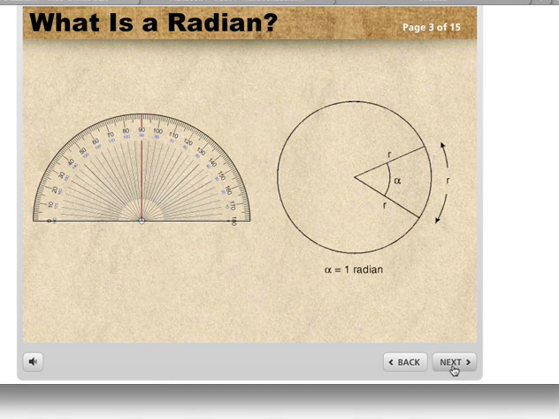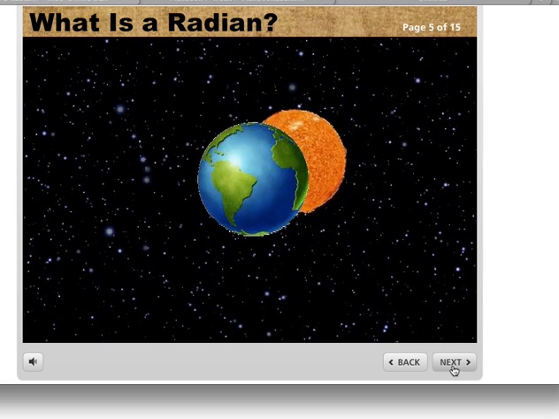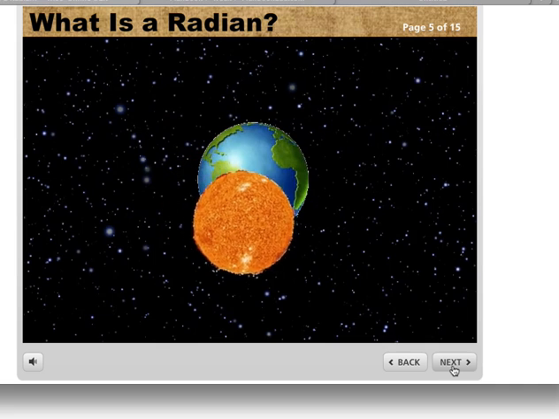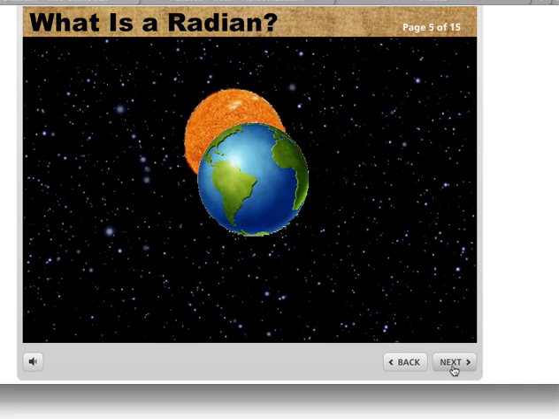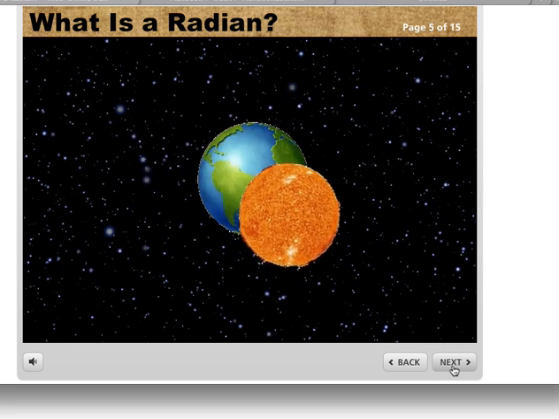Two methods are typically used to measure angles. They involve degrees and radians. The Babylonians chose to divide a circle into 360 sections. Select Next to learn why they picked the number 360. One theory was that 360 was chosen because the Babylonians believed it took 360 days for the sun to pass around the earth. Whatever the reason it was selected, the number 360 carries no special significance when working with circles or triangles.